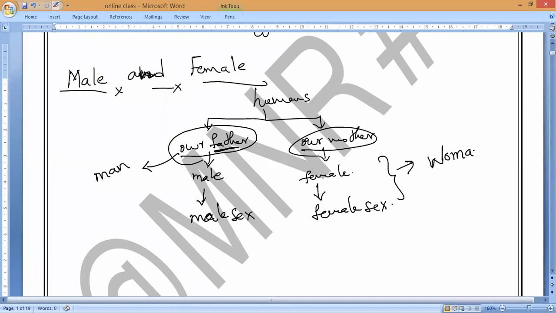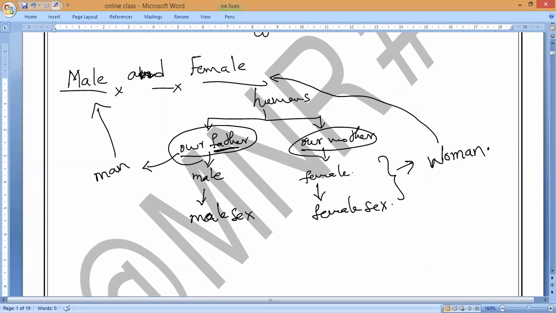Please respond. She is to be called a woman, we can say. Yes or no? So a man is a male and a woman is called a female. Finally we can say a man means a male or male sex, and a woman is said to be a female or female sex.